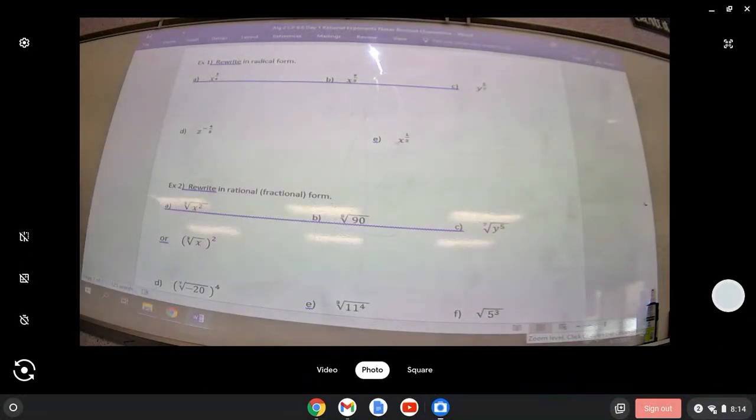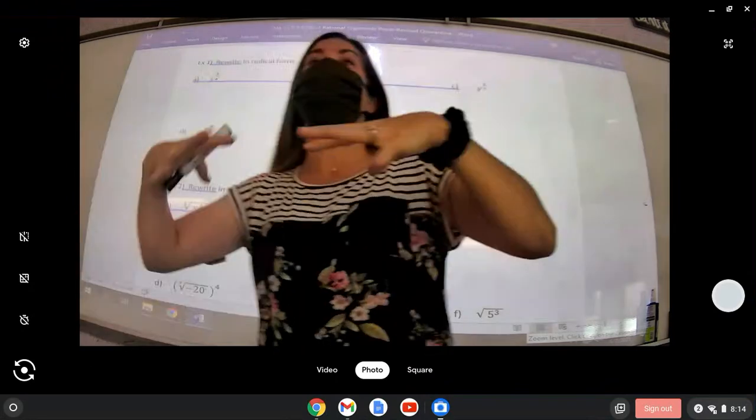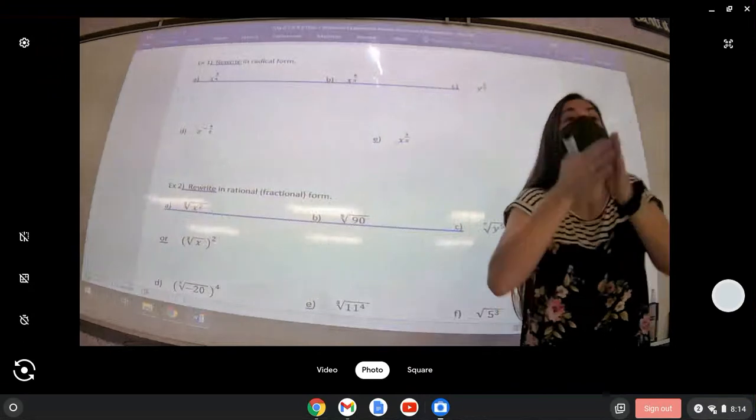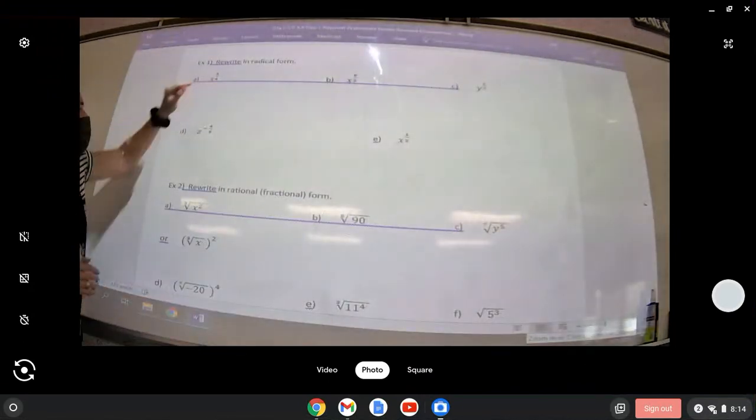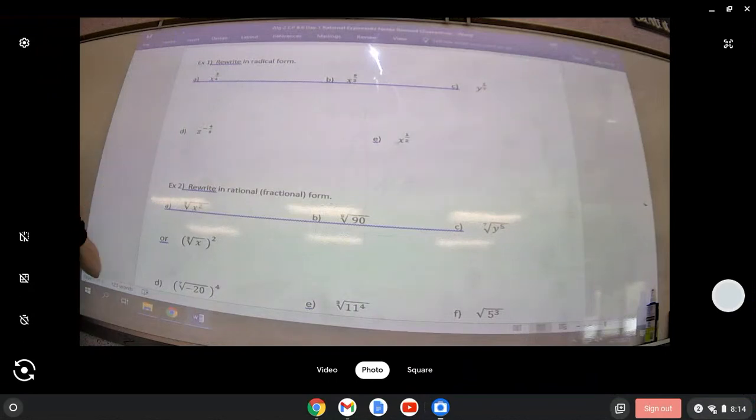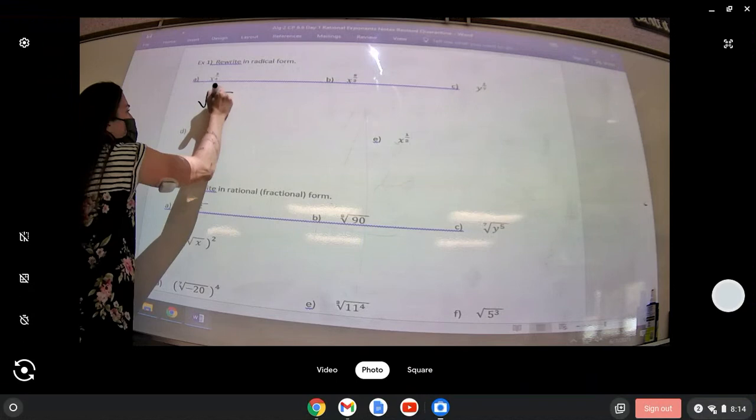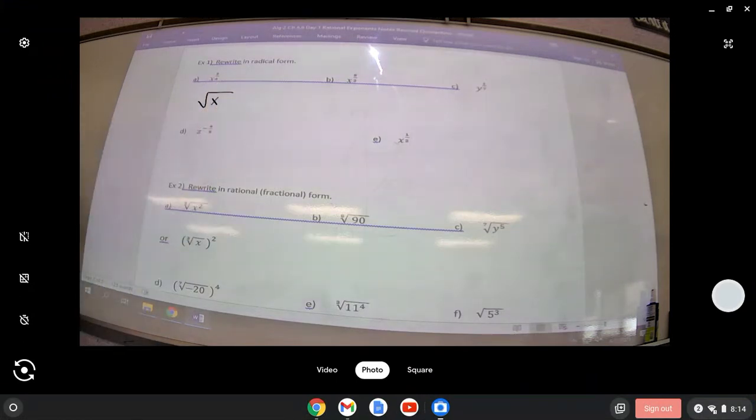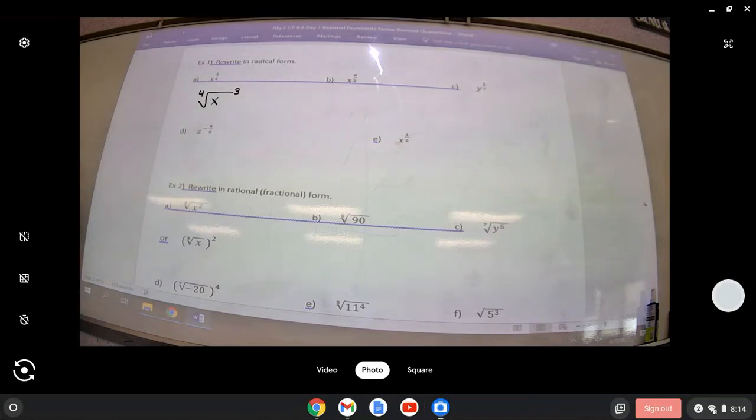All right, so here we go. The directions say rewrite in radical form. So we have to convert these fractional exponents to their radical form. All right, this is x to the 3/4. So if we wrote that as a radical, the exponent is on x, right? So throw x under a radical, and it would be the 4th root to the 3rd power, right?